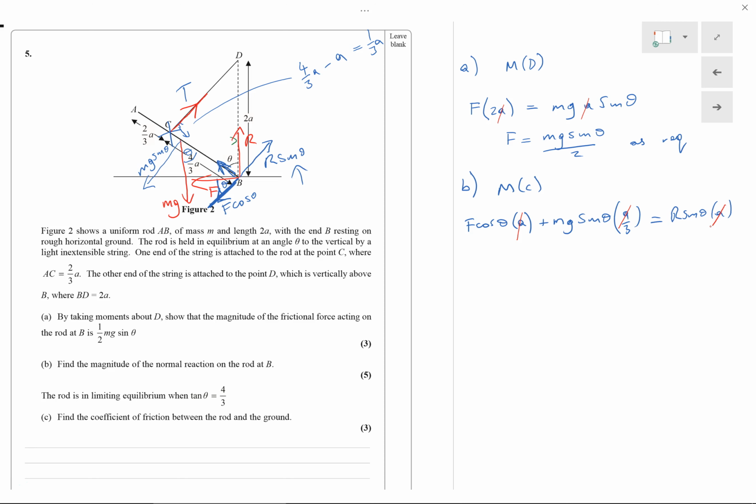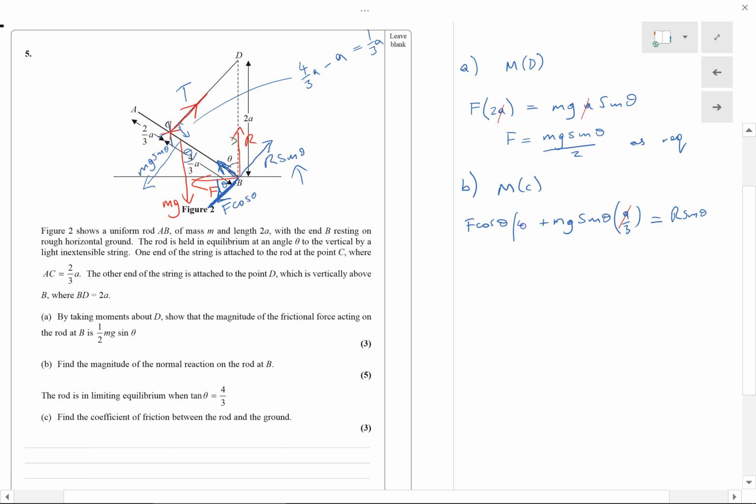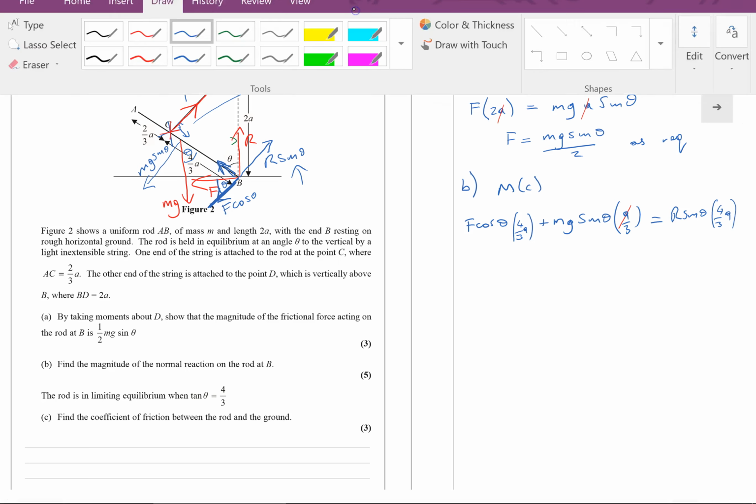just a sec. Have I got the distances wrong? It does look like I have got the distances wrong, because of course we're at C, not at the midpoint, which is 4/3 away. So the F cos theta is 4/3 a. Go back to blue. And the other one is also 4/3 a. And a cancels.